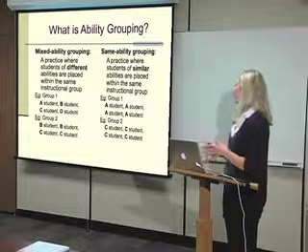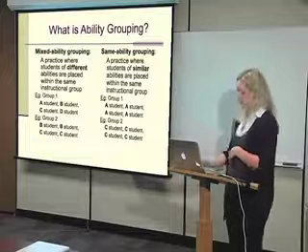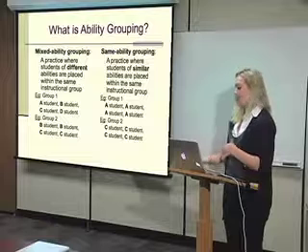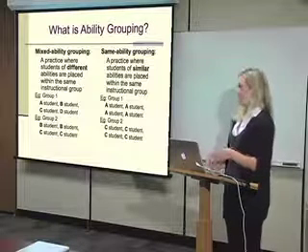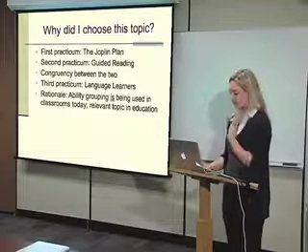On the other hand, we have same ability, which is a practice where students of similar abilities are placed within the same instructional group. For example, all A students in one group, or all C students in one group. For my research project, I decided to focus specifically on same ability grouping. So why did I choose this topic?